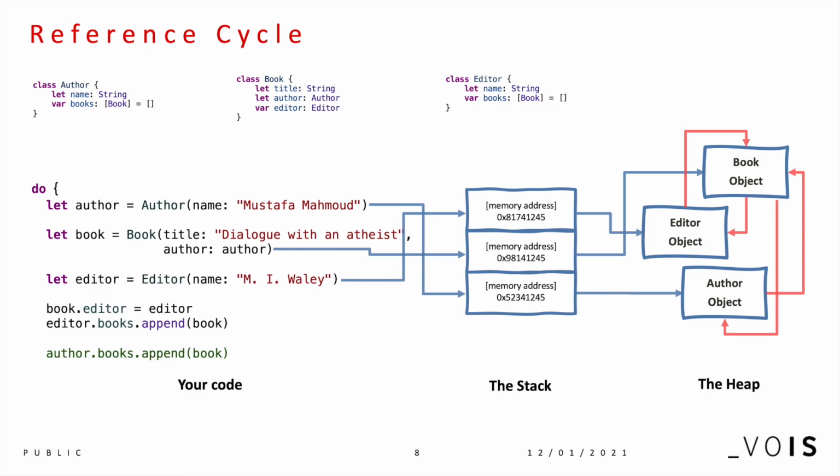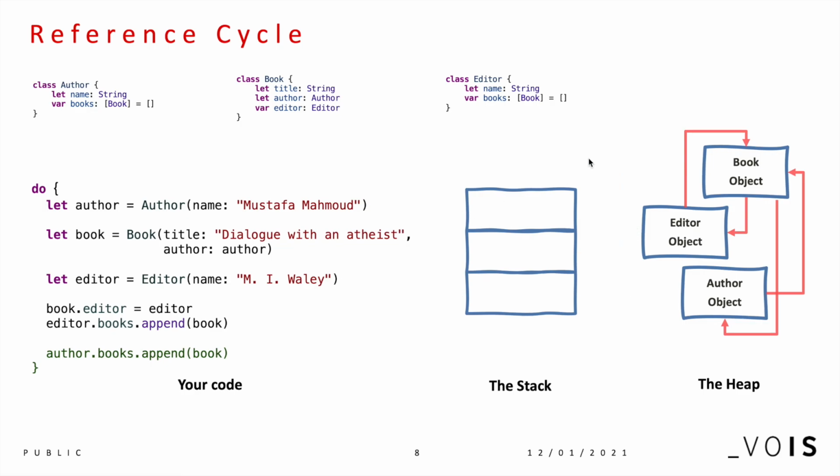Then, let's put them all in a scope so that as soon as they go out of scope, the references to them should drop and they should be deallocated. The problem here is that at the end of scope, the references of book, editor, and author never drop and reach 0. Why? Because book and author have a reference to each other, and each instance keeps the other one alive, same as for book and editor.